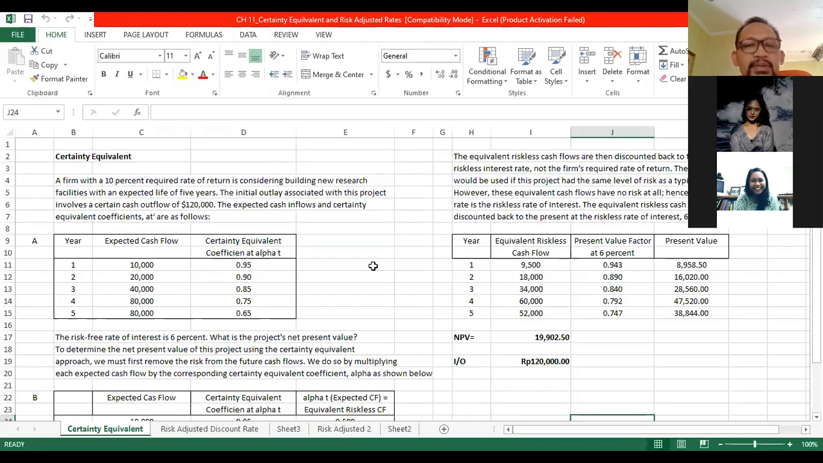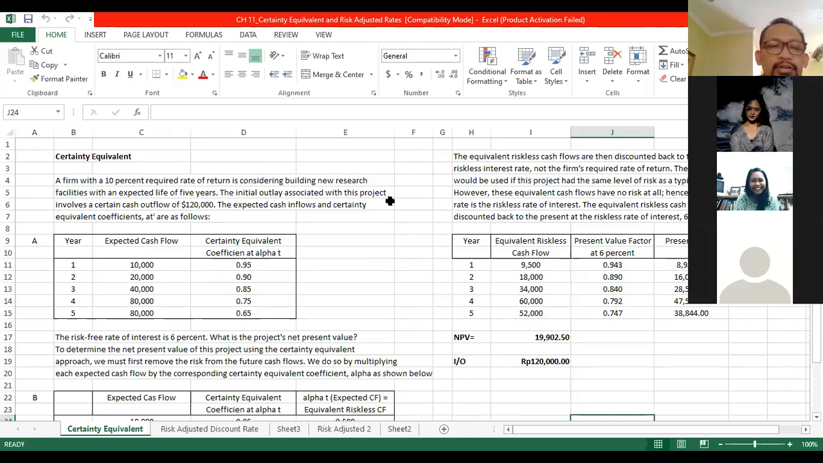This is an example of the certainty equivalent. Can you see this in Excel? Yes, sir. Okay, this is an example.